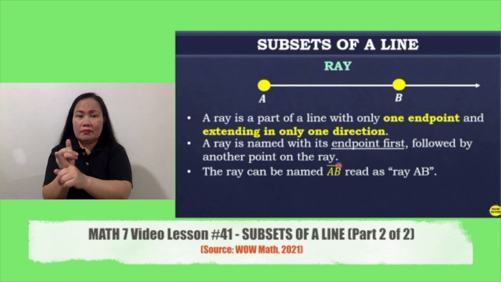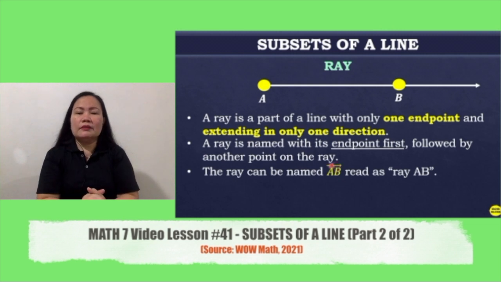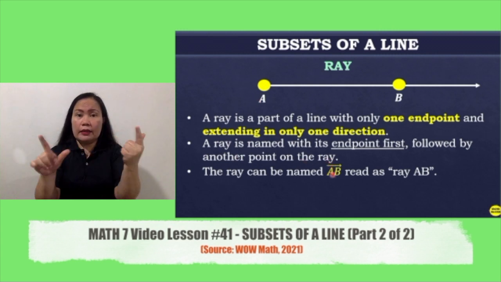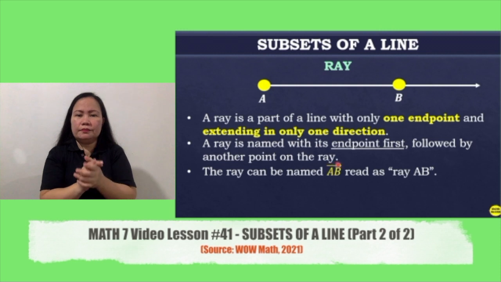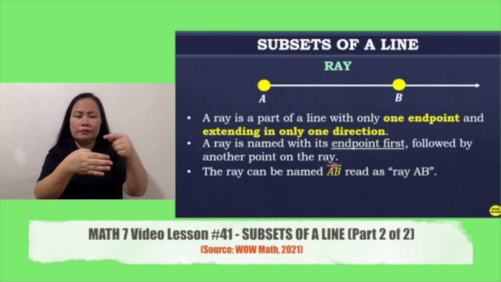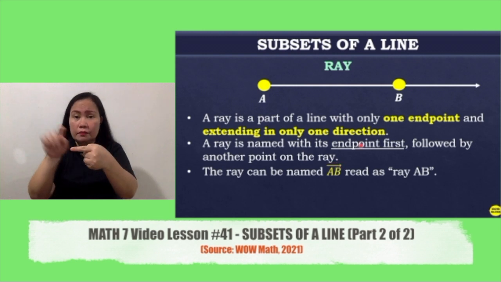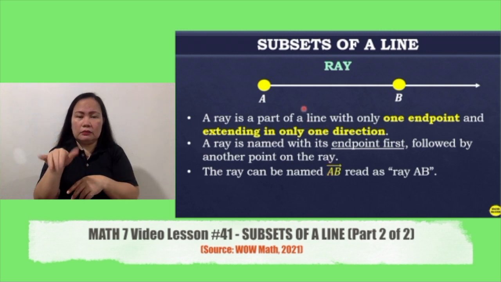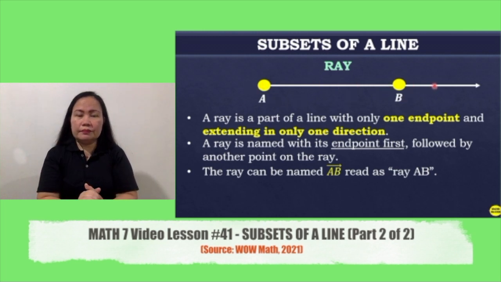So, sabi ko nga, ang symbol po ng ating mga subsets ay kung ano mismo yung figure. Okay? So, kapag line, 2 arrowheads. Kapag line segment, dalawang endpoint po siya, wala siyang arrow. Kapag ray naman, endpoint and isang arrow. Kaya sabi dito, endpoint first. So, yun po ang mauuna. So, this figure can be named as ray AB. Magsimula po tayo sa endpoint and then yung infinite direction.